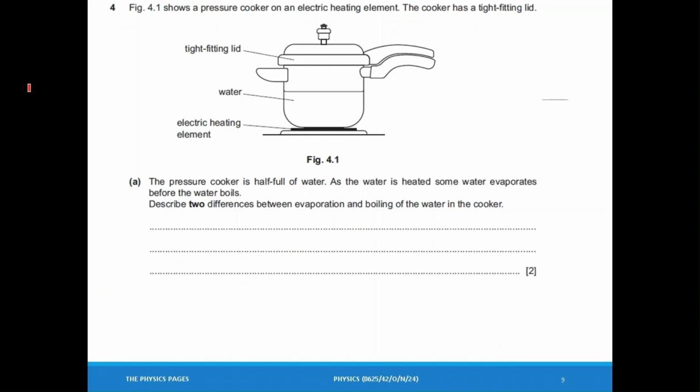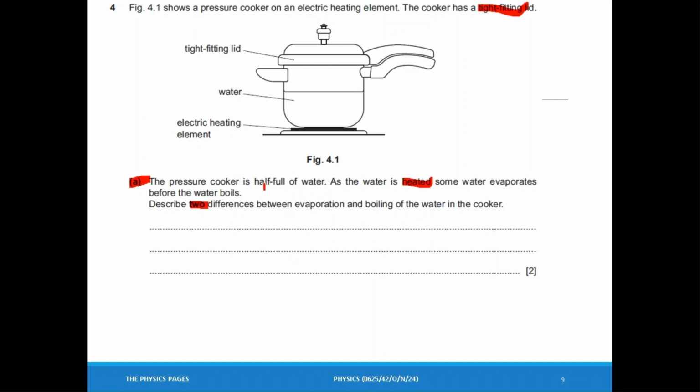Physics 0625, Paper 42, Winter 2024. Question number 4. Figure 4.1 shows a pressure cooker on an electric heating element. The cooker has a tight fitting lid. Part A. The pressure cooker is half full of water. As the water is heated, some water evaporates. Before the water boils, describe two differences between evaporation and boiling of the water in the cooker.